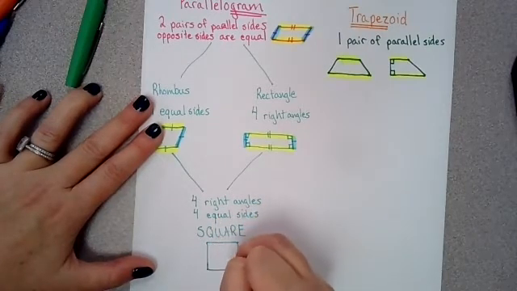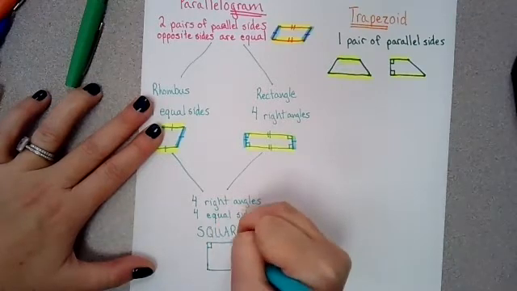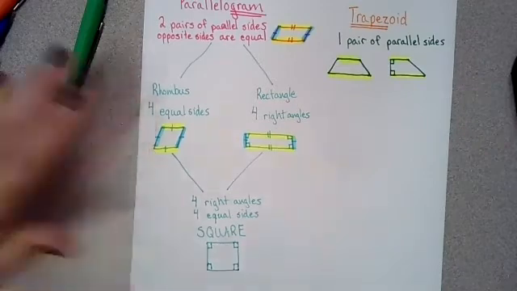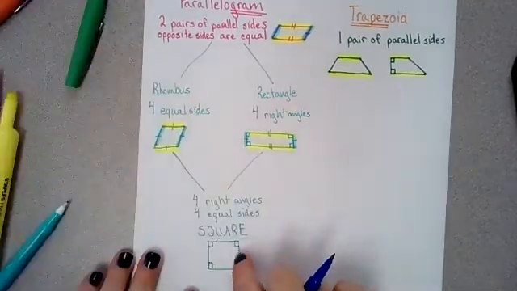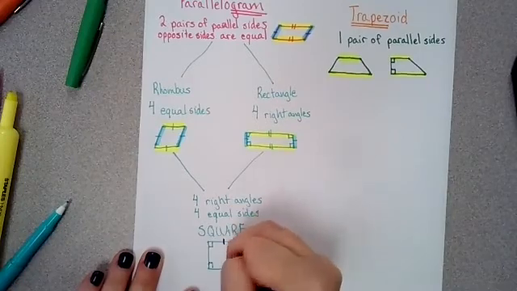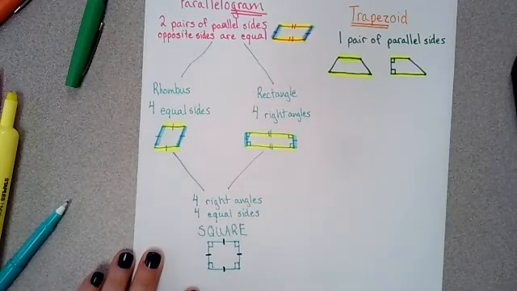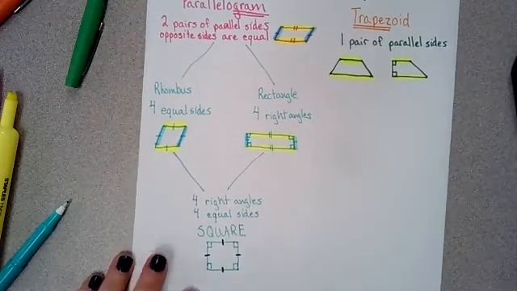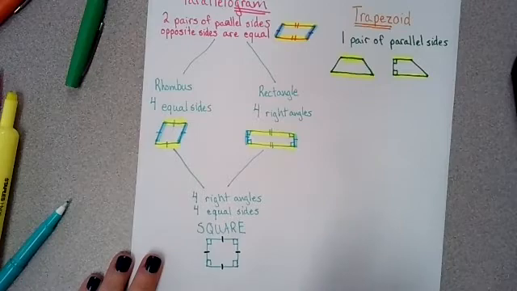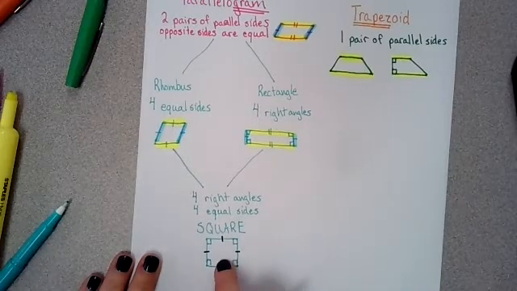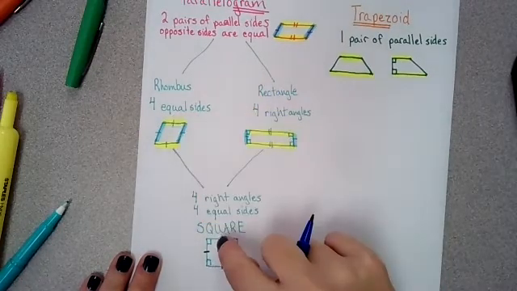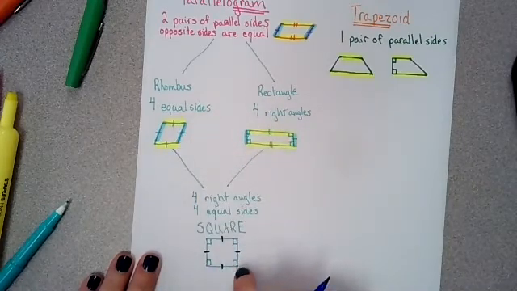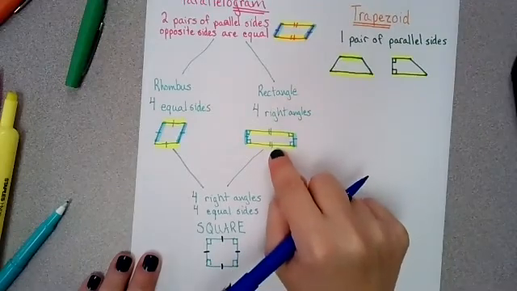Square has, I wish I could draw a square better, he has 1, 2, 3, 4 equal sides. He has 4 right angles. So this side and this side and this side and this side are equal. And 1, 2, 3, 4 right angles. Okay? But you also have to remember that he's also a rhombus because he has 4 equal sides. So that makes him a rhombus. He is also a rectangle because he has 4 right angles.